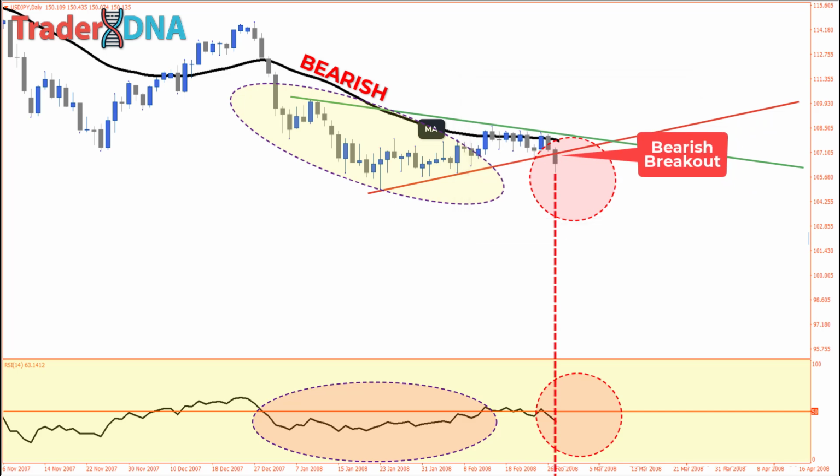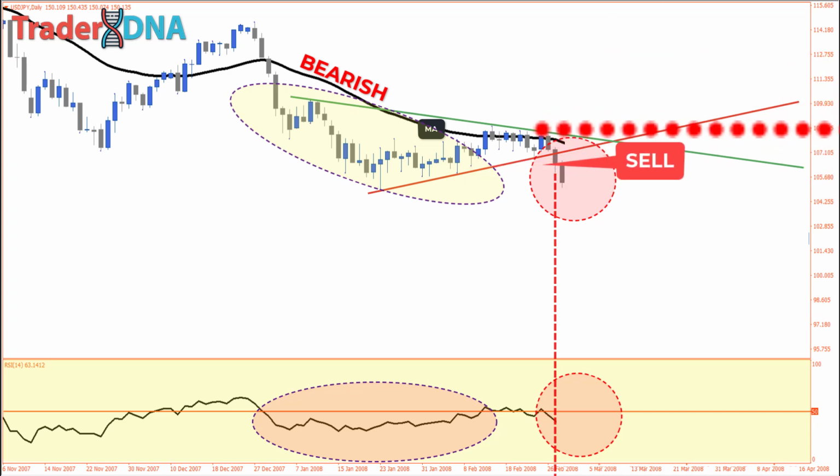The breakout phase provides an opportunity to initiate a short position, with a recommended stop loss positioned above the last swing high or the peak of the moving average line.